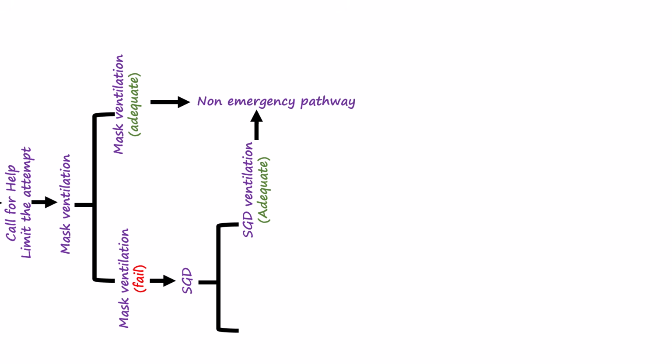From there, depending on whether ventilation and oxygenation are adequate, two different pathways emerge. If oxygenation can be maintained with a face mask or supraglottic airway, we follow the non-emergent pathway, which allows time to reassess, optimize technique, and consider alternative intubation strategies. If, however, ventilation and oxygenation cannot be maintained, the situation becomes emergent, and we must immediately proceed with rescue measures.